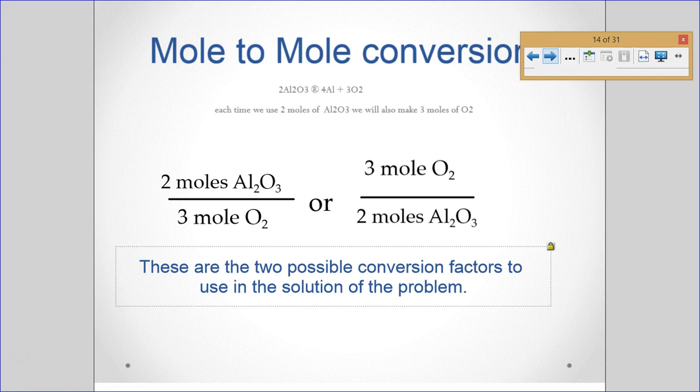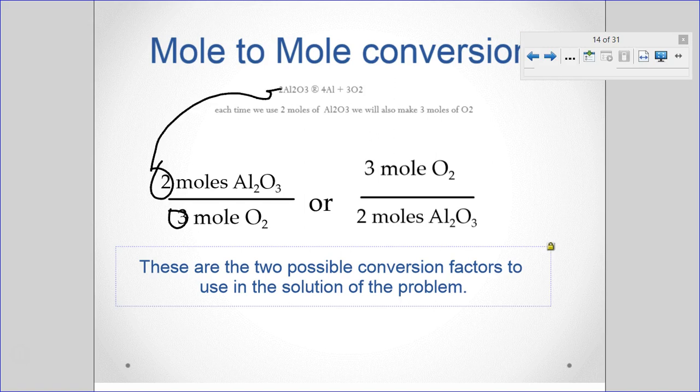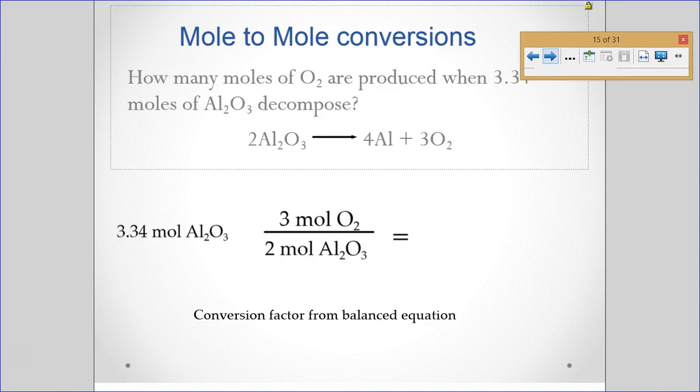If I'm doing a comparison between these two, I can set it up in one of these two ways for a conversion factor. If I'm starting off with oxygen and working my way backwards, I will have 2 moles aluminum oxide over oxygen, or if I'm starting with aluminum oxide, I would just flip it. Notice that the values that I have here on the ends came from my balanced equation. Whenever I'm dealing with my mole ratio, the numbers always come from the balanced equation. We want to keep that very, very clear.